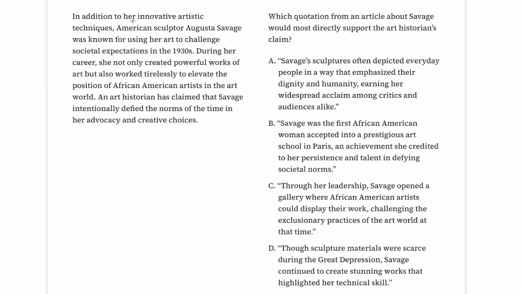And so we're going to read the whole passage here, but to show what I mean by that trap, if we look at the claim that we're trying to support, in this case the art historian's claim, the idea that she intentionally defied the norms of the time in her advocacy and creative choices. So if you just read that part and say, oh, intentionally defied the norms, and then you scan over to the answer choices and you see something like defying societal norms and go, hey, that's a match, and you pick B, that's the easy way to get it wrong, because that is the trap.